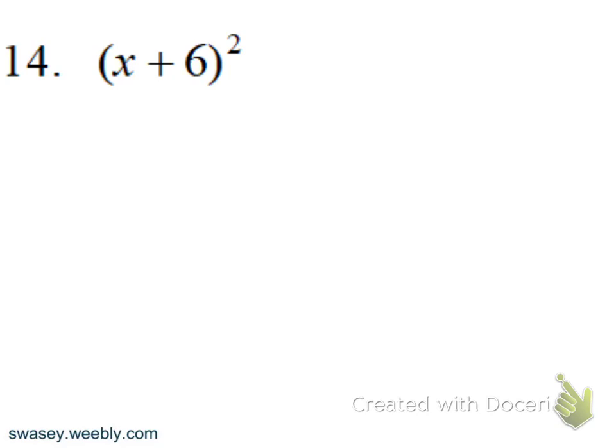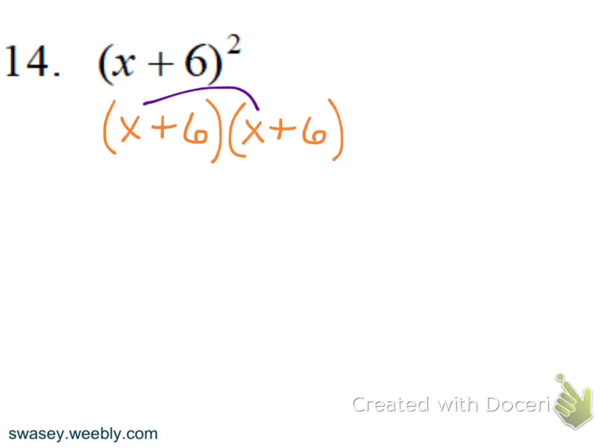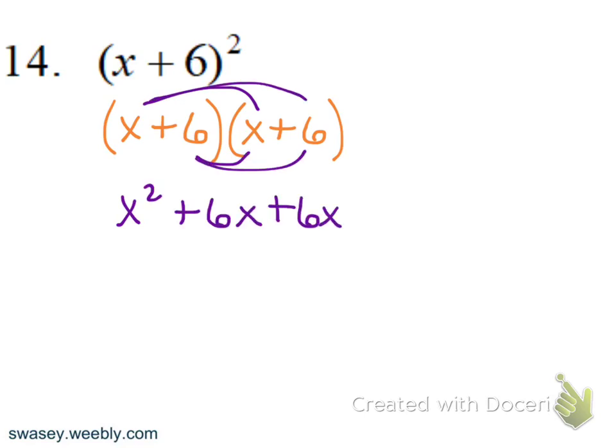X plus 6 in parentheses squared, write x plus 6 times x plus 6. Distribute twice, x times x is x squared, x times 6 is 6x, 6 times x is 6x, 6 times 6 is 36. Combine like terms.